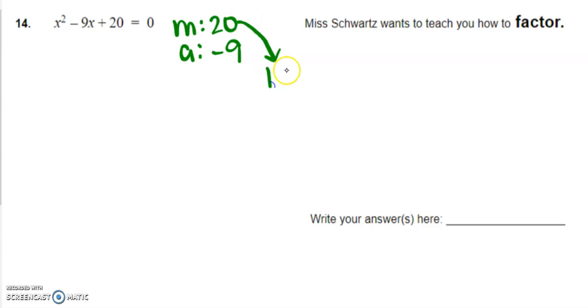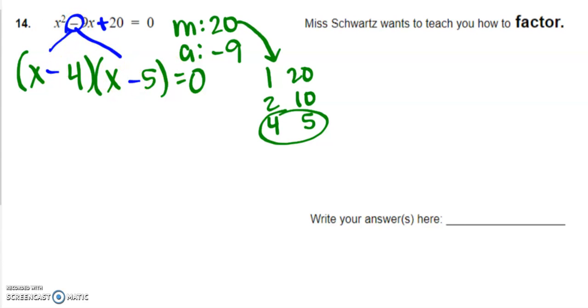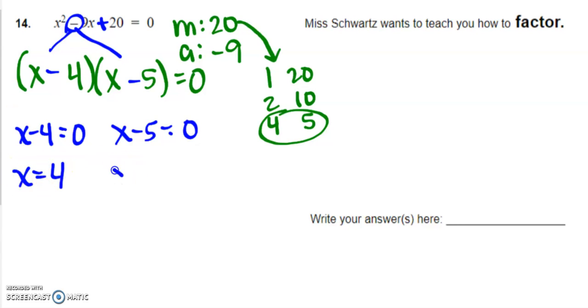Multiplying to 20, hopefully you came up with 1 and 20, 2 and 10, 4 and 5. Well, these are the ones that are going to get you to 9. So I'm going to have x and 4, x and 5. The Teach Me How to Factor video says if you have addition in the back, then your signs will double up like a Wendy's double stack. So now I get x minus 4 equals 0 and x minus 5 equals 0. x equals 4, x equals 5.